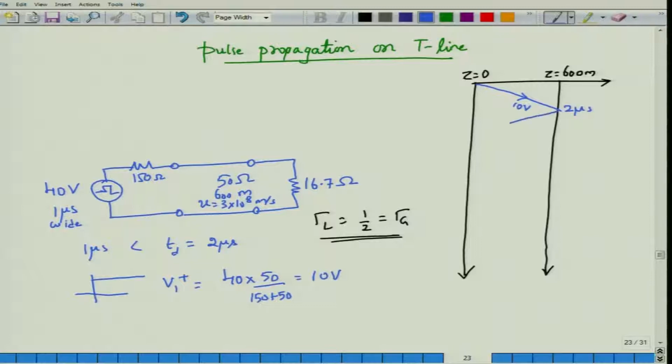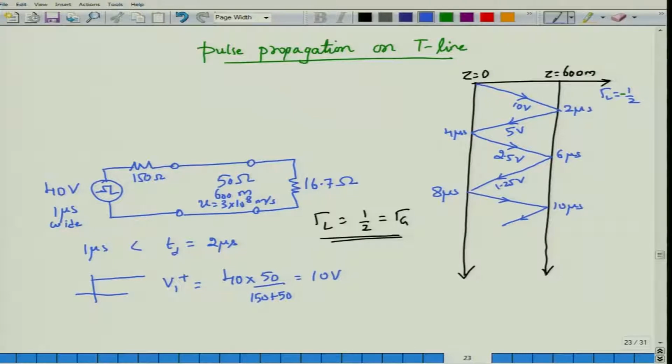At this point it gets reflected and becomes only 5 volt, because gamma L is equal to half. There will be further reflection of 5 volt from the generator side. So, this will reach the generator at 5 microsecond and be reflected again, and the reflected voltage amplitude will be half of 5, which is 2.5 volt. Then there will be further reflection which would be 1.25 volt, and this continues to happen like this, right. So, this would be happening at 6 microsecond. The change here will appear at 8 microsecond, then there will be a 10 microsecond and so on. Okay, this so far looks almost like what we have been doing earlier.